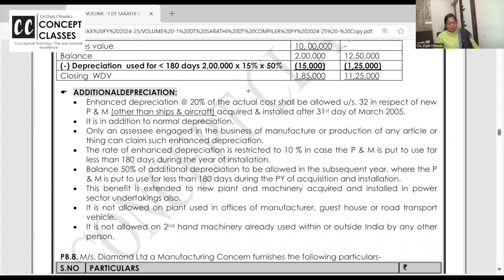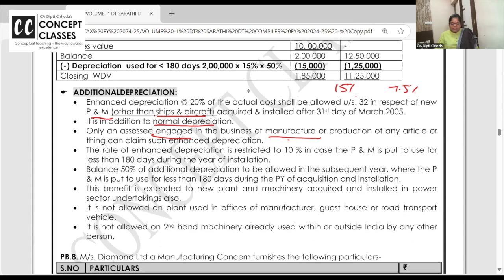Now there's a concept called additional depreciation. Additional depreciation is allowed for all the manufacturers over and above the normal depreciation, other than on ships and aircraft. So it is allowed on plant and machinery, only if the assessee is engaged in manufacturing. Additional depreciation on plant and machinery is 15%, and if used less than 180 days, half of it, means 7.5%.